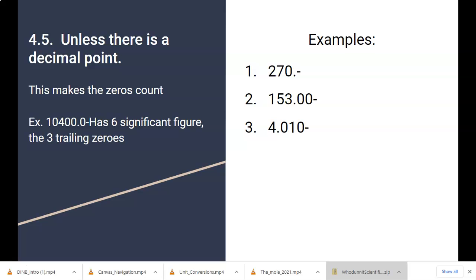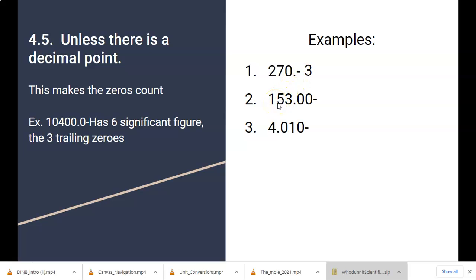So let's look at our example, 270. Because I have a decimal point here, we're making the assumption that over on the right-hand side, there is a non-zero number somewhere, making that zero trapped. And so my answer is 3.